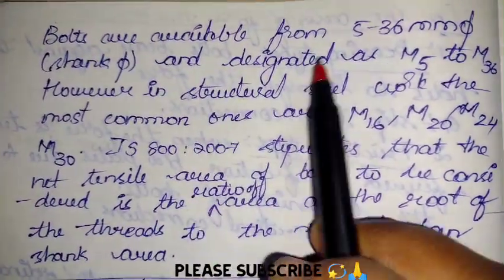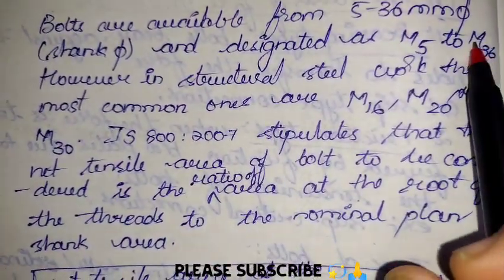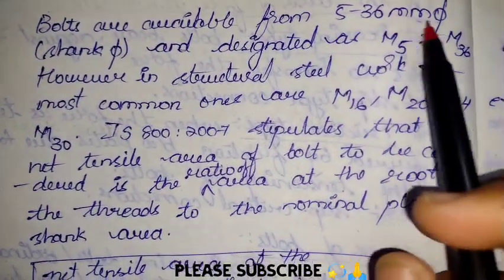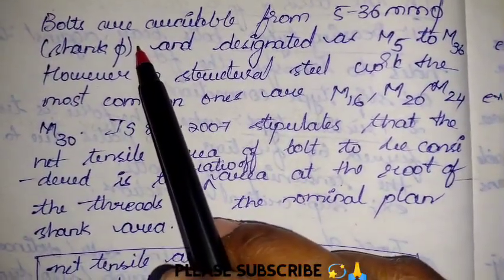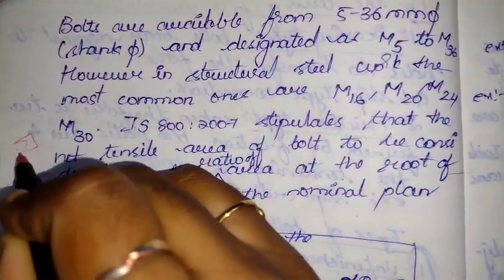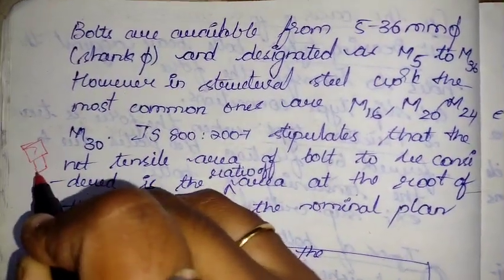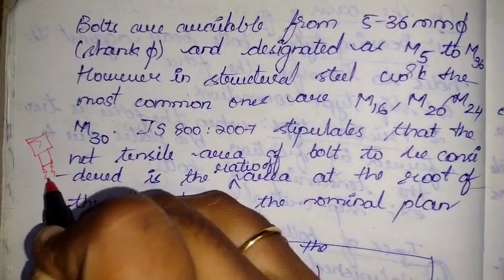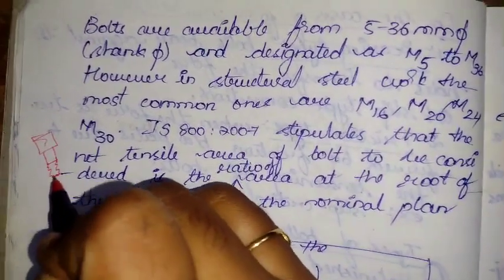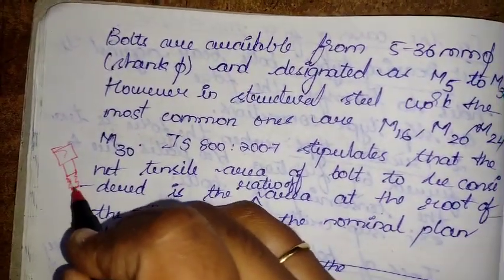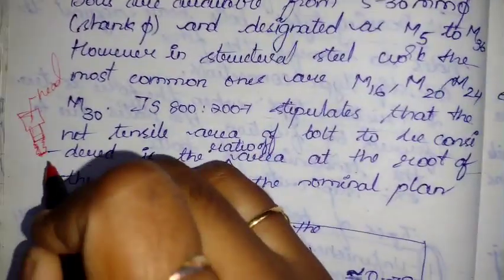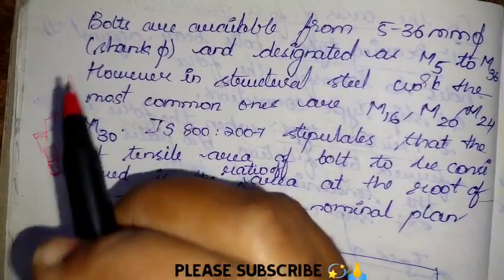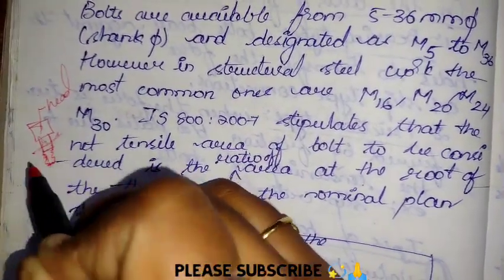Here the bolts are available from 5 to 36 mm diameter. Whenever I mention the diameter, remember that it is the shank diameter. You know what the shank and threaded region are? This is the bolt diagram. This is the threaded portion, this is the shank region, and this is the bolt head. Whenever I mention the diameter, remember this is the diameter I am referring to.